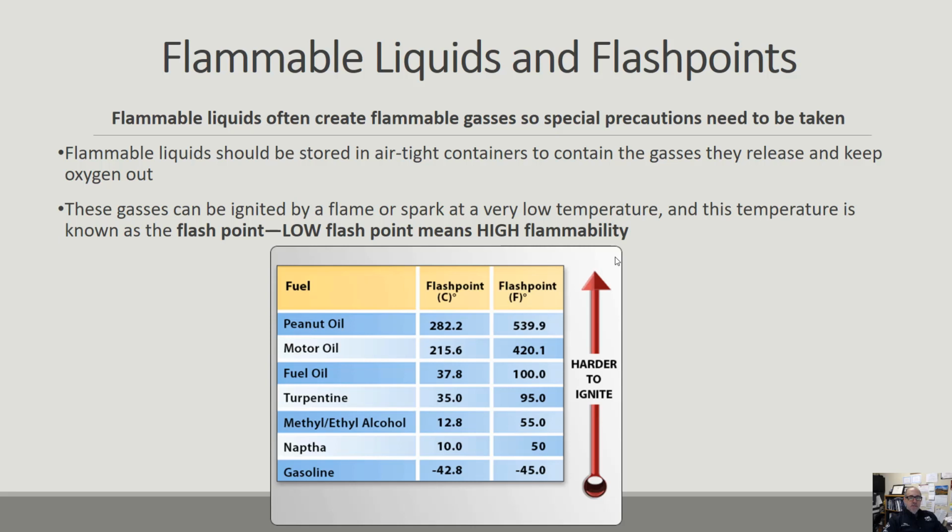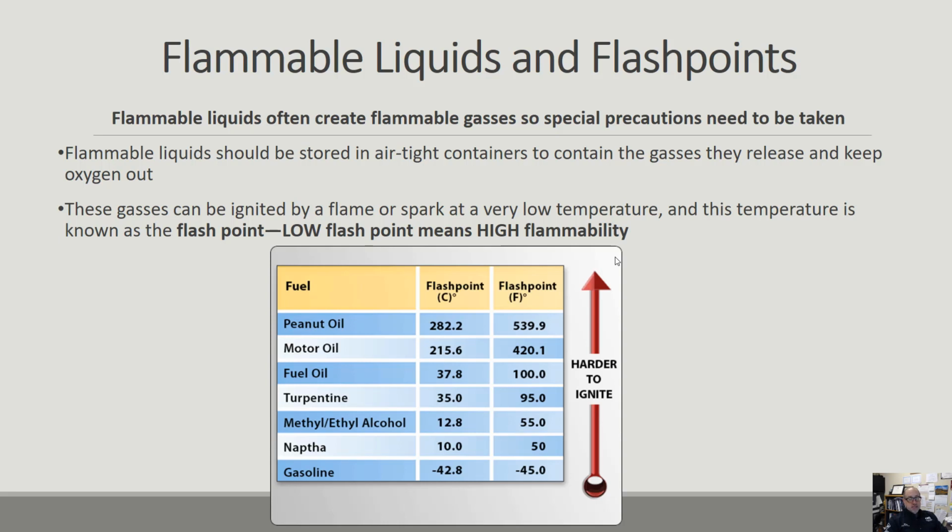Gases can be ignited by a flame or spark at a very low temperature. This temperature is known as the flash point. So flash point is the lowest temperature at which you can get something to light up. And if you look at this little graph here, the flash point of gasoline is 45 degrees below 0 Fahrenheit. So it's releasing enough gas at that temperature, it's still flammable.